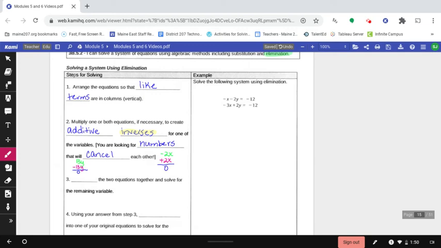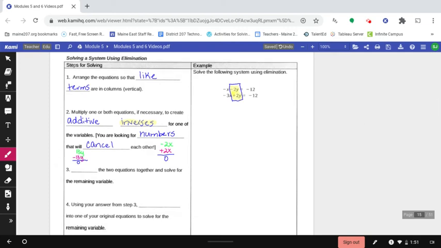And if we don't, we need to pick a number to multiply by so that we can create those additive inverses. If we take a look at our example here, we've got negative 1x and negative 3x for the x's, and for the y's, we have negative 2y and positive 2y. Those are already additive inverses for us. So we don't have to multiply this equation by anything in order to create those additive inverses. We actually luck out that step 2 really doesn't matter in this problem. So let's talk about what comes next.